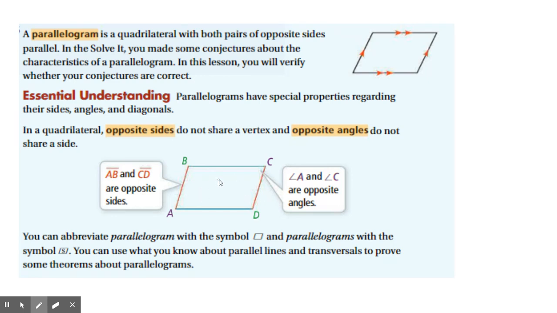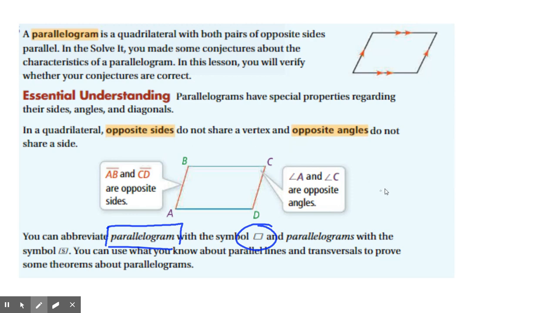It should be kind of self-explanatory. When we're talking about opposite angles, it's two angles that don't share a side. So angle A and angle C are opposite angles. They're diagonal from each other. Okay. Now, to abbreviate parallelogram, you will see this symbol for a parallelogram. Okay. So be aware of that.